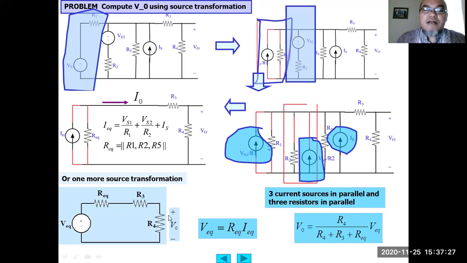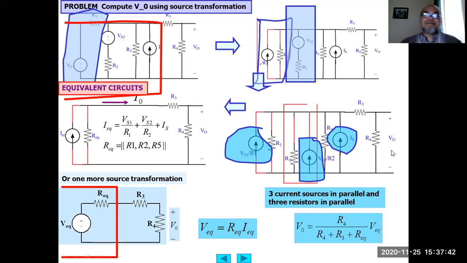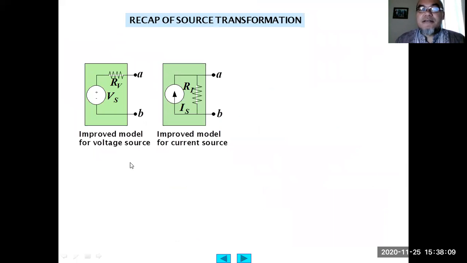So from here we can calculate V output using the voltage divider formula, R4 divided by R4 plus R equivalent, times V equivalent. Okay, so simple enough, right? So using this Norton and Thevenin equivalent, we can simplify a long big circuit one by one. Yeah, something like that. So this equivalent voltage source becomes the Thevenin equivalent voltage source, while this equivalent resistor is the equivalent Thevenin resistor.